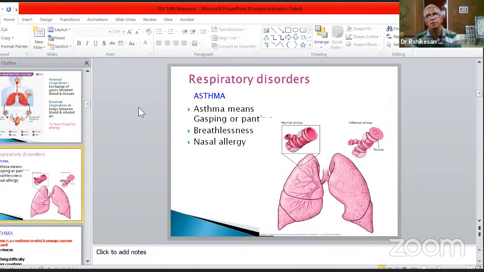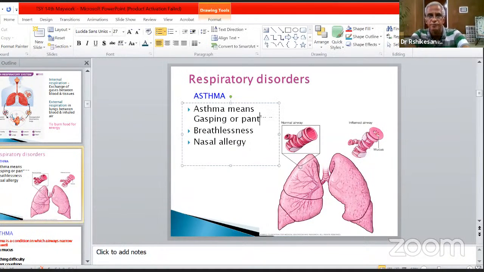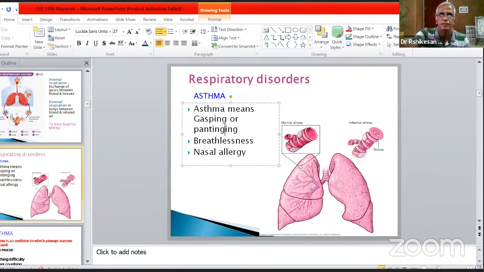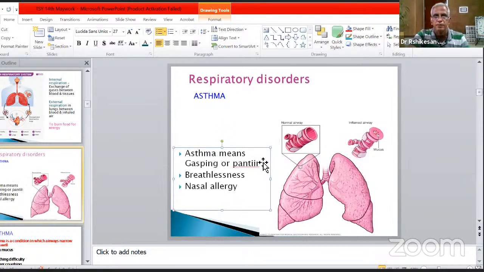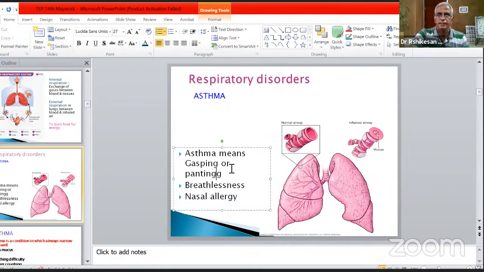Then we will go to the disorders as we were discussing. The nasal path, from the tip of the nose, if it is blocked in any way, then there is a problem. That is a disorder. So in asthma, the dictionary meaning has come from gasping or panting. It has come from the symptom. So breathlessness is a characteristic of this.